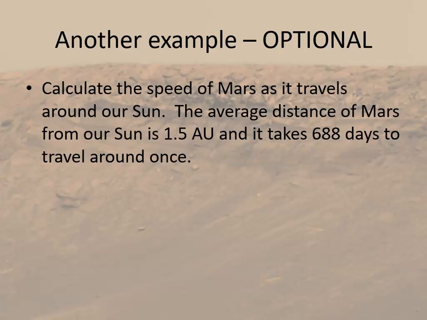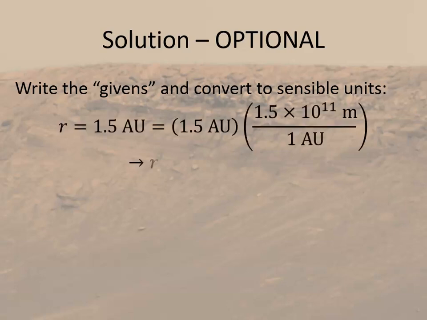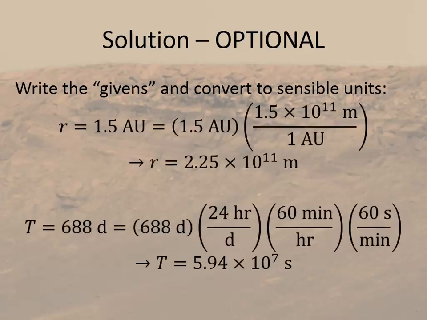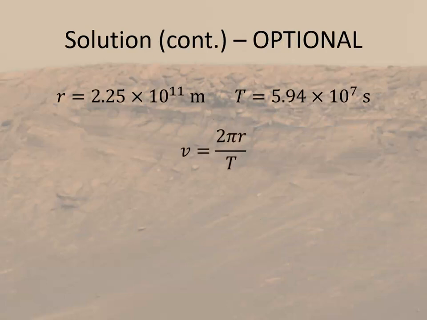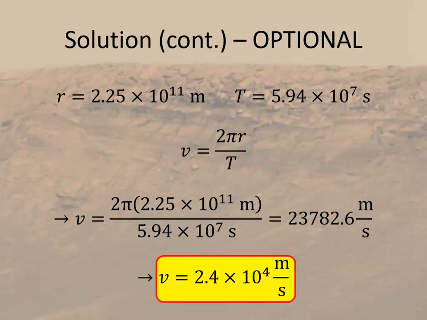How about another example? How about the speed of Mars as it travels around the sun? Well, same idea. But here we use units of AUs for our distance from Mars, and we convert that. So we have meters. We convert the period of Mars to days because it takes 688 days to go around the sun. That's something you could look up. And then V equals 2 pi r over t. Plug in the numbers, and you get that Mars's speed is about 24 kilometers per second.